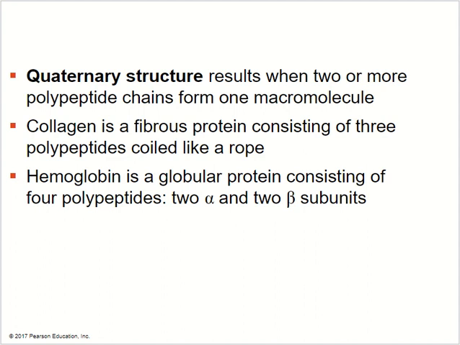Quaternary structure results when two or more polypeptide chains form one entire macromolecule. An example is collagen, a fibrous protein consisting of 3 polypeptides coiled like a rope. Then there's hemoglobin, a globular protein consisting of 4 polypeptides, 2 called alpha and 2 called beta subunits.